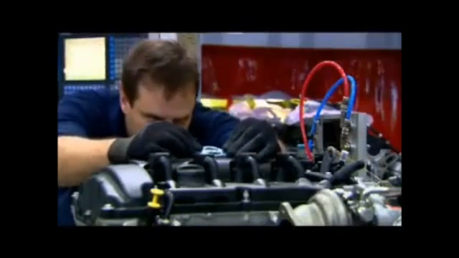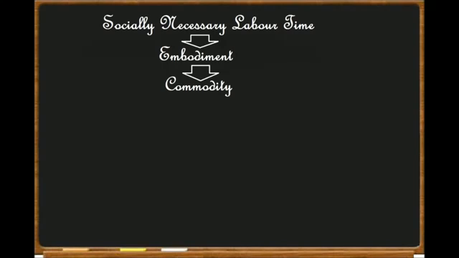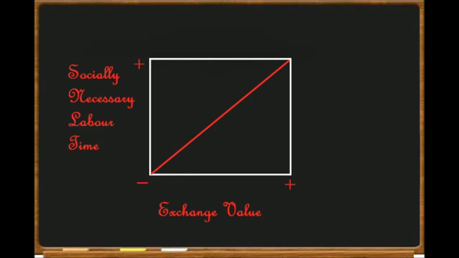Marx argued that the socially necessary labor time which goes into commodity production is in fact embodied in the commodities themselves. Therefore, if the socially necessary labor time which goes into production of a commodity decreases, then there is a direct correlation with its exchange value.